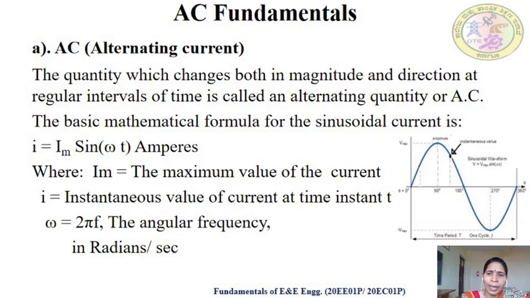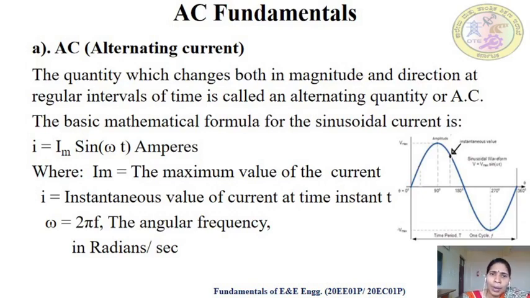From the mathematical background, particularly from trigonometry, we know that sine 0 is equal to 0, sine 90 degree is equal to plus 1, sine 180 degree is equal to 0, sine 270 degree is equal to minus 1, sine 360 degree is equal to 0. Similarly, the alternating current follows the same shape, the same curve. Hence, it is called a sine wave.